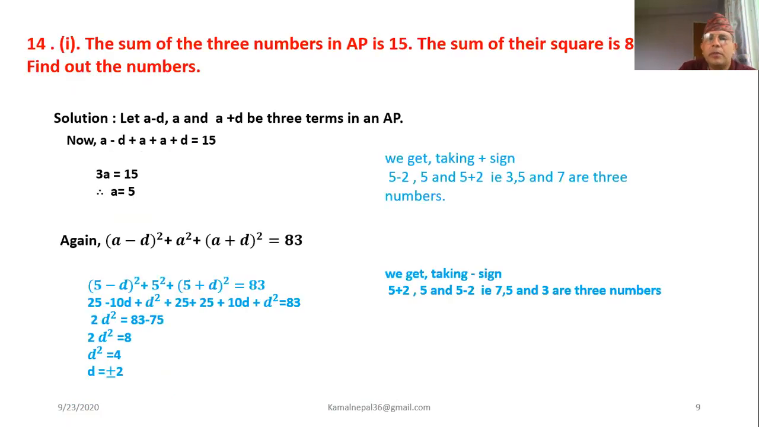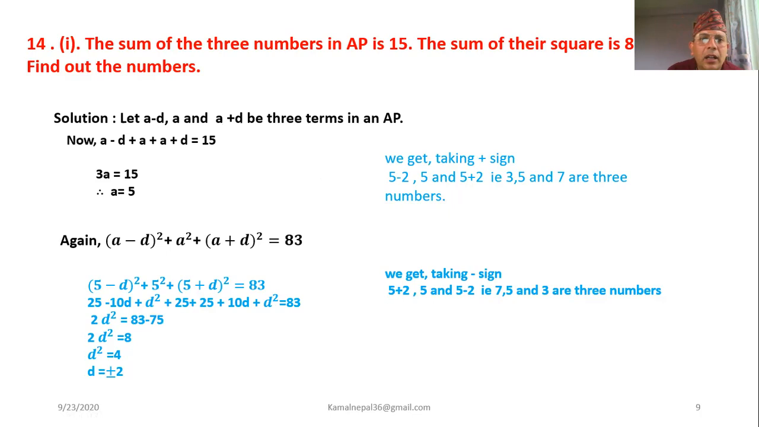Now question number 14 first. The sum of three numbers in AP is 15. The sum of their squares is 83. Find the numbers. We know that for three terms, you should suppose a minus d, a, and a plus d are the three terms. So by the question, the sum of these three terms, a minus d plus a plus a plus d, is equal to 15, and a is equal to 5.